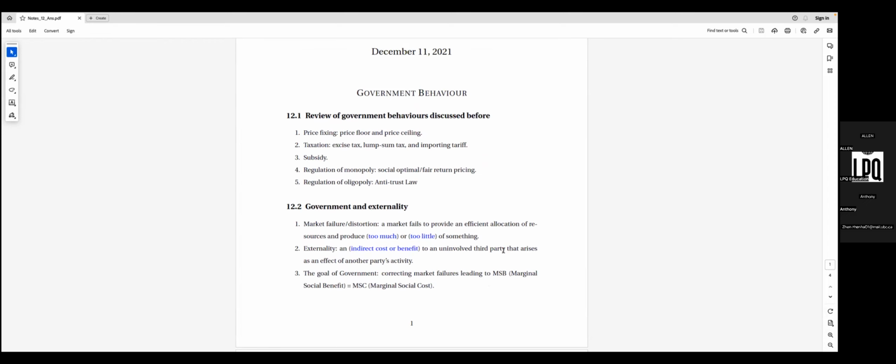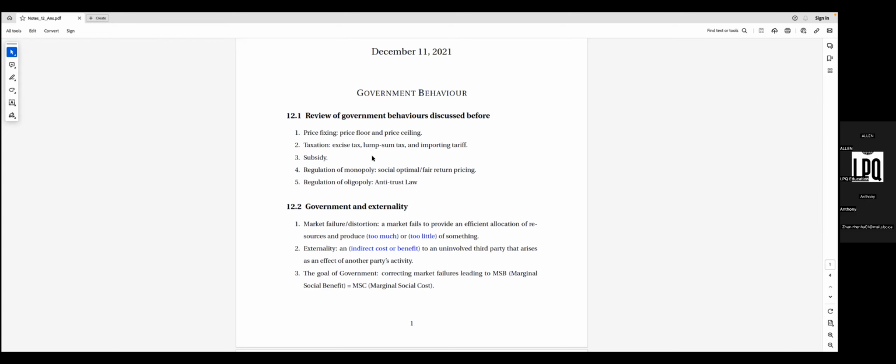So in this last lecture, we will learn the last economic agent, the government. The government behavior is the title here. In previous lectures we have actually mentioned a lot about government. So in the first part, 12.1, let's review the materials related to government from previous lectures.